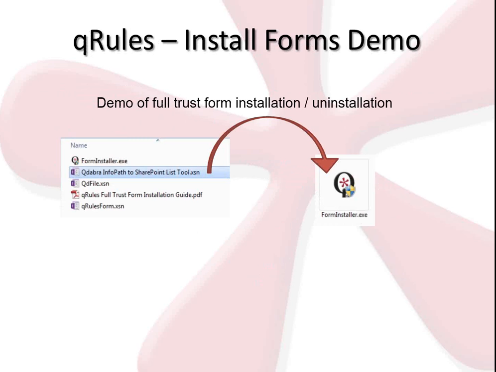Now, if you've installed qRules prior to, I think, 4.3, if you've been with qRules for a while, we've gone through a bunch of iterations trying to figure out the best way for installing the full trust forms. We tried adding it to the installer so it was part of the installation as a custom action, and that failed on some machines and then gave users no way of trying again to get these installed.